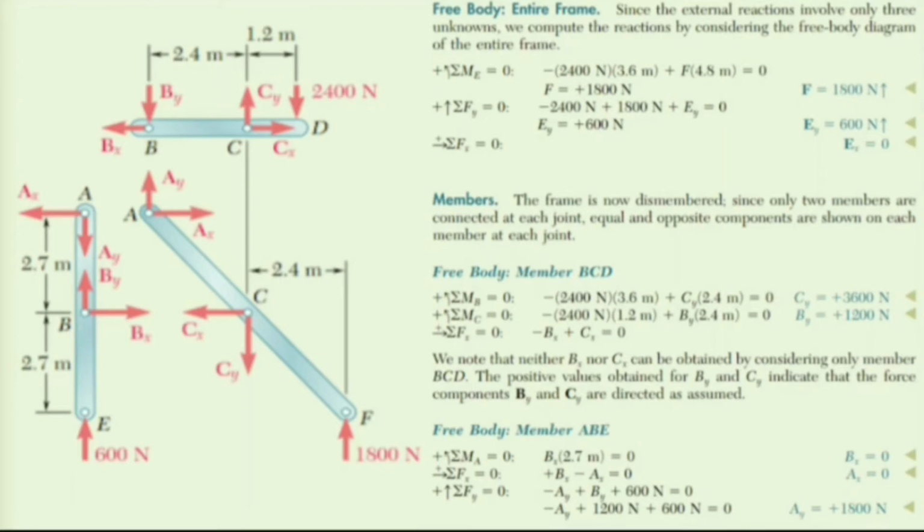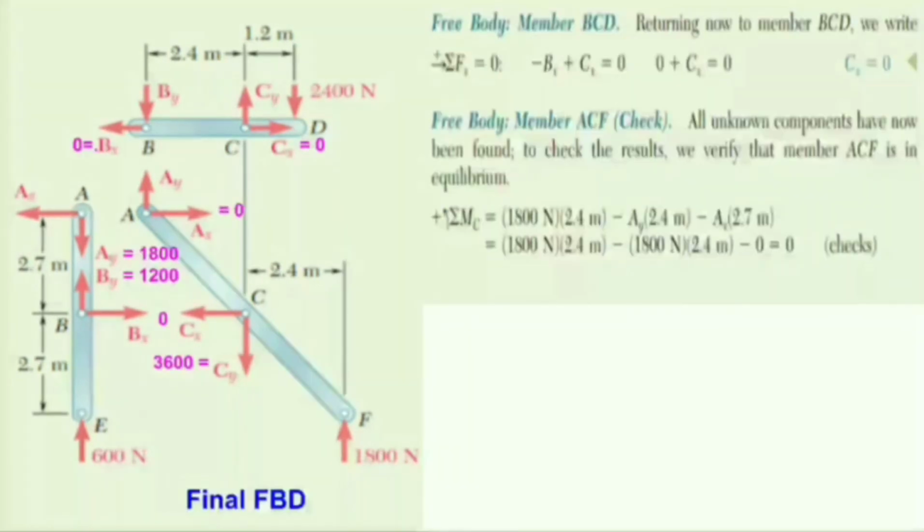Now, over here you can observe the member BCD, in which we have shown the directions of Bx and By to act in the negative X and in the negative Y direction. Whereas when we observe member AE, we can see that Bx and By, they are acting in positive X and positive Y direction, so that when we rejoin the members, the entire frame should be in equilibrium.